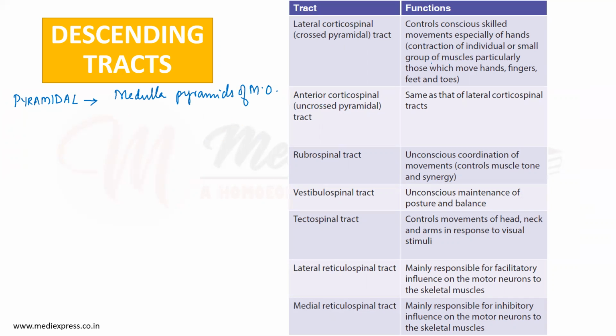The lateral corticospinal tract helps in controlling conscious skilled movements, especially of the hand, like contraction of individual or small groups of muscles, particularly those which move the hands, fingers, and the toes of the feet. That's what happens with the lateral corticospinal tract. The anterior corticospinal tract is the same: it helps in controlling conscious skilled movements, voluntary movements, especially of the hands.